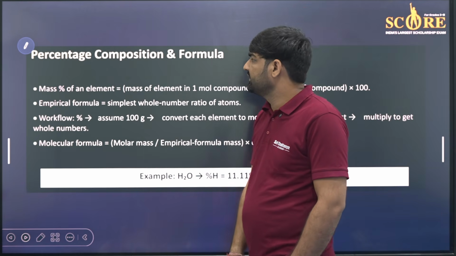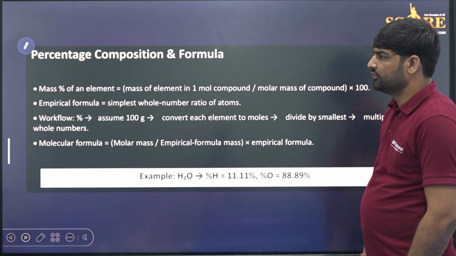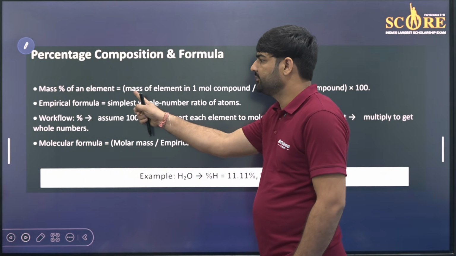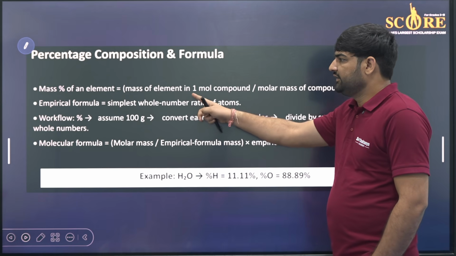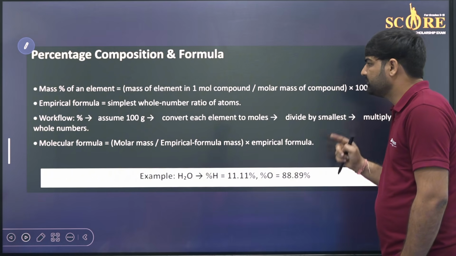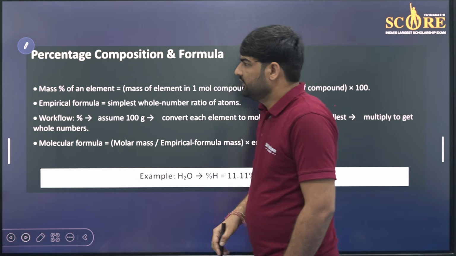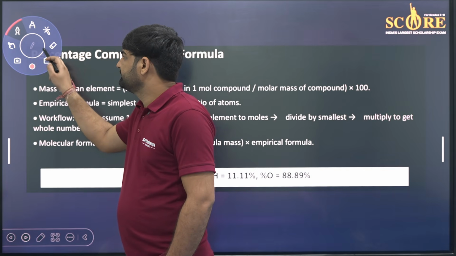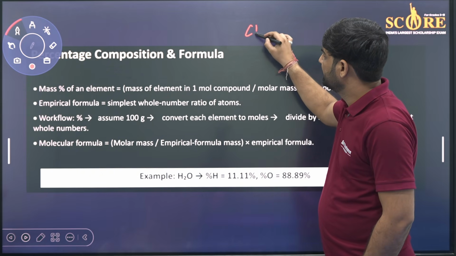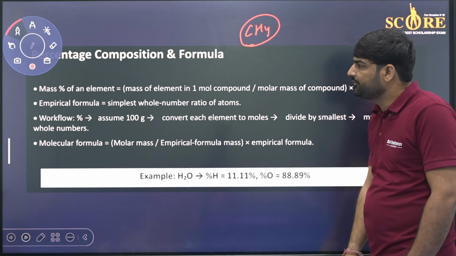Now next is percentage composition and formulas. So what is the percentage composition? Here is mass percentage of an element. Formula is mass of element in 1 mole compound divided by molar mass of compound multiplied by 100. What is meant by this? If we take the example of CH4, then you have to take 1 mole of CH4.